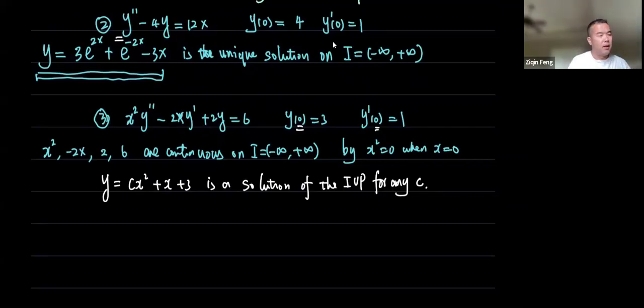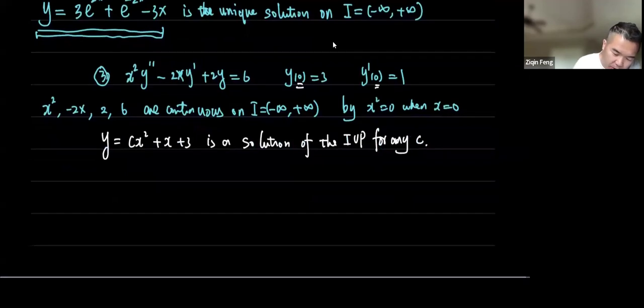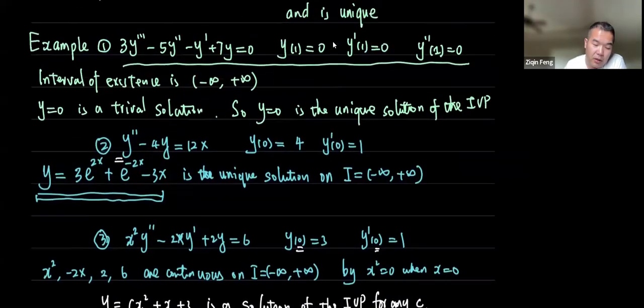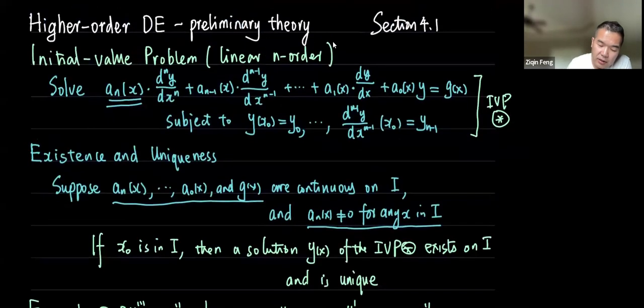boundary value problems, right? So let's go to our second class of problems, which is called boundary value problems. If you look at our initial value problem, you notice the initial conditions are given at a specified point. All the conditions are given at x0. In this case, x0 will always be the same.